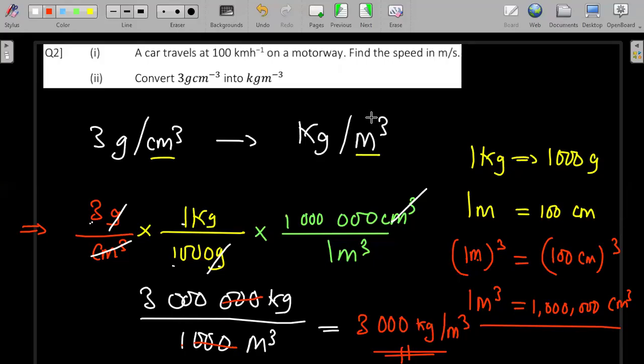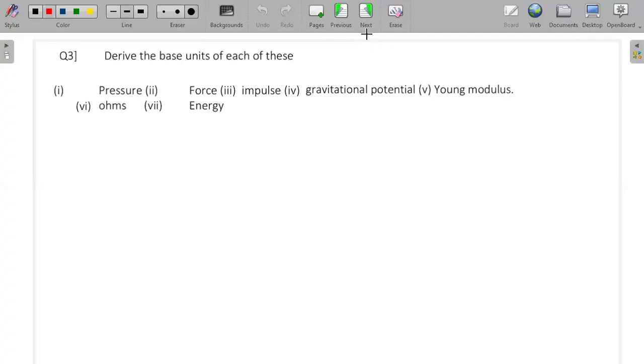So that's question 2 done, which was on unit conversions. Let's look at question 4, where we are now deriving base units using dimensional analysis. When you're deriving base units, it's very important to know different formulas of things that we've been using. From secondary school, as we are in grade 10, there are some formulas that we'll be using as we derive the base units for whatever you've been given.